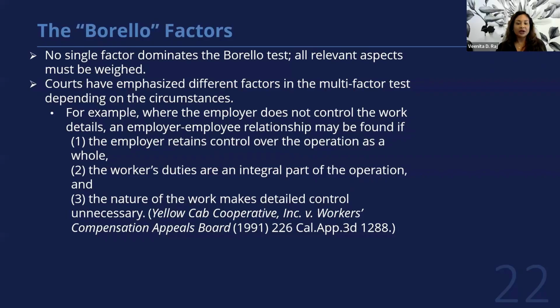For example, where the employer does not control the work details, so this is where the control didn't really matter, but there was still an employer-employee relationship. In those circumstances, the employer retained control over the operation as a whole. The worker's duties were an integral part of the operation, and the nature of the work makes detailed control unnecessary. When does the Borello test apply?